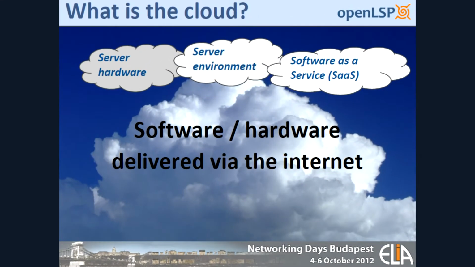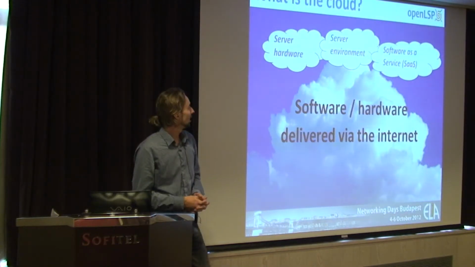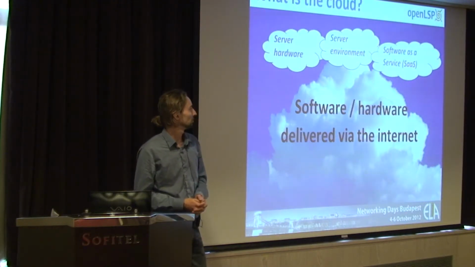So what is the cloud? On the most basic level, it's software and hardware that's delivered via the internet, meaning, well, it's outsourced, so it's hosted with a different company. Your data is not in your own offices. There's different types of cloud computing, and really we'll be talking only about one of those.